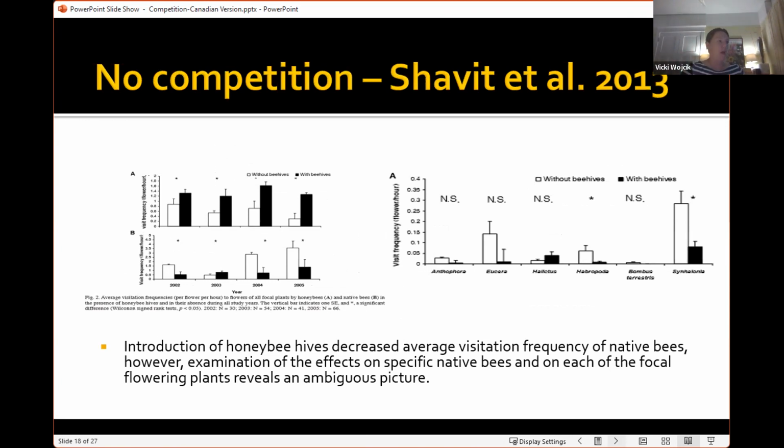Another study that, again, concluded that they did not find any competition was, again, a manipulative study where honeybee hives were placed in areas where there were native bees. Now, what they did find overall was that the presence of honeybees did decrease the average visitation rate of all native bees if you lump them together. But then when they examined the specific impacts on categories of native bees, they found that it wasn't all of the groups that were being impacted. Some actually had no impact when honeybees were present. So their conclusion was that it's a little bit equivocal, and they needed to do more work to really isolate if there are certain groups that are more susceptible to the presence of honeybees, making them shift resources.